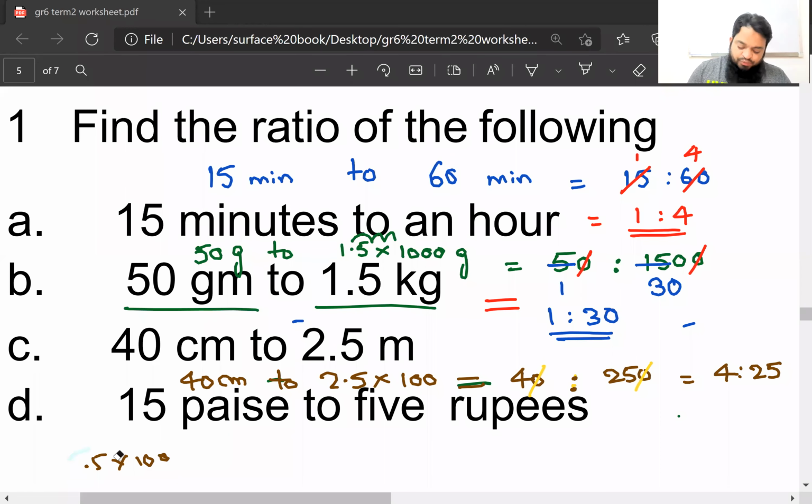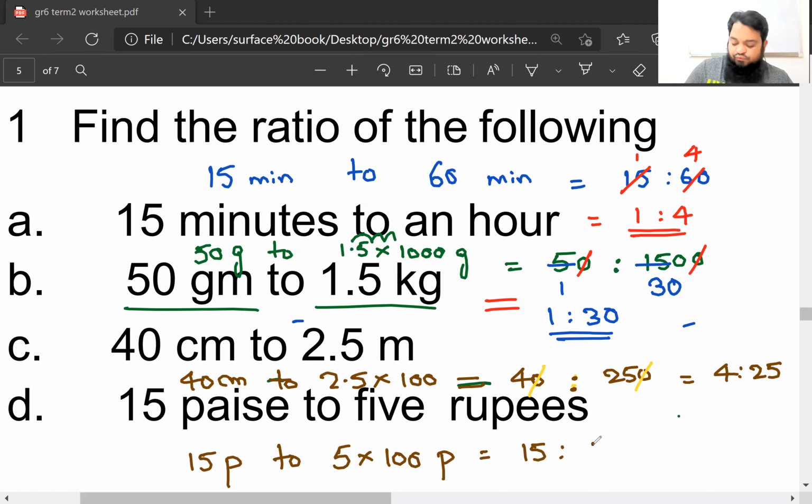Next, let us go to 15 paise to 5 rupees. Paise is a smaller unit, so leave it, and 5 rupees. In 1 rupee, how many paise are there? Good, 100. So that is equal to 15 is to 500. Everybody knows 5 threes are 15 and 5 ones are 5, and the remaining 2 zeros. So this will be 3 is to 100.